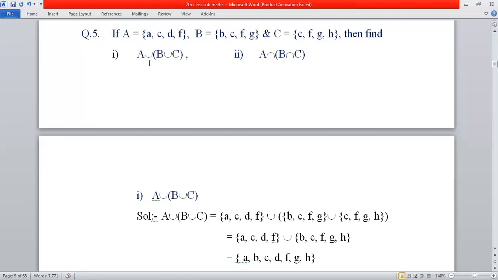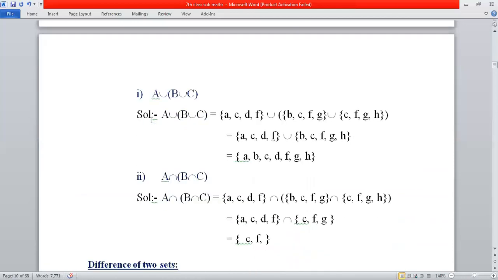Same, question number 6 and 5 both are totally same, only the sets are different. Here you have given A, B, C, and in question number 6 you have given X, Y, Z, but the operation or the method is totally same, just like question number 5. So question number 5, first part, here you have given A union (B union C). This is called round bracket or parenthesis. So A union bracket, B union C.